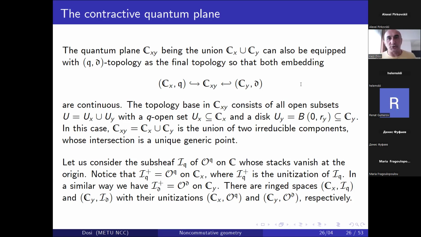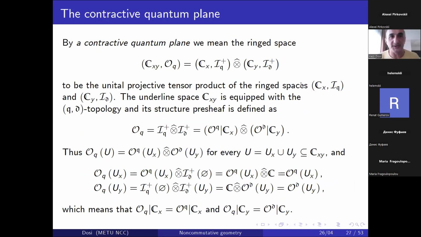Now let's introduce that geometric space that I promised in my introduction. So what is meant by contractive quantum plane? By contractive quantum plane, we mean a ringed space, CXY. This is my topological space. This should be our sheaf or presheaf. The formula is a projective tensor product of the left-hand side with the Q topology and the right-hand side.